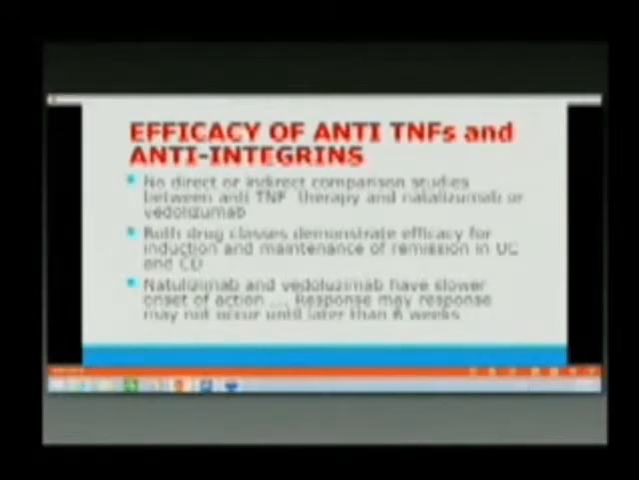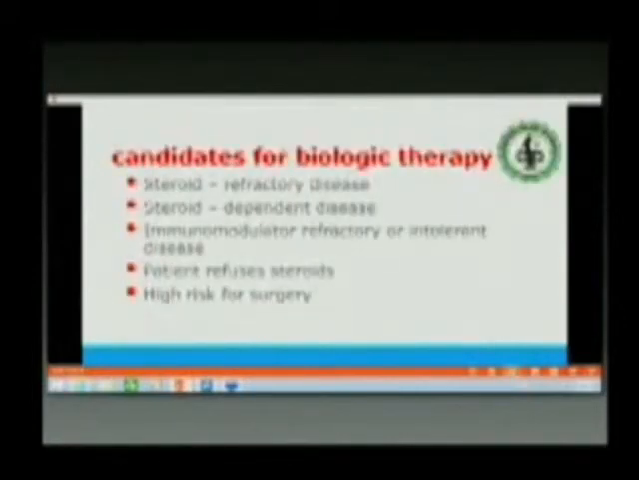In the GEMINI studies, they checked the response rate by 6 weeks, and they found that there was no response yet. The FDA would say that you review the response rate by week 14. Okay.